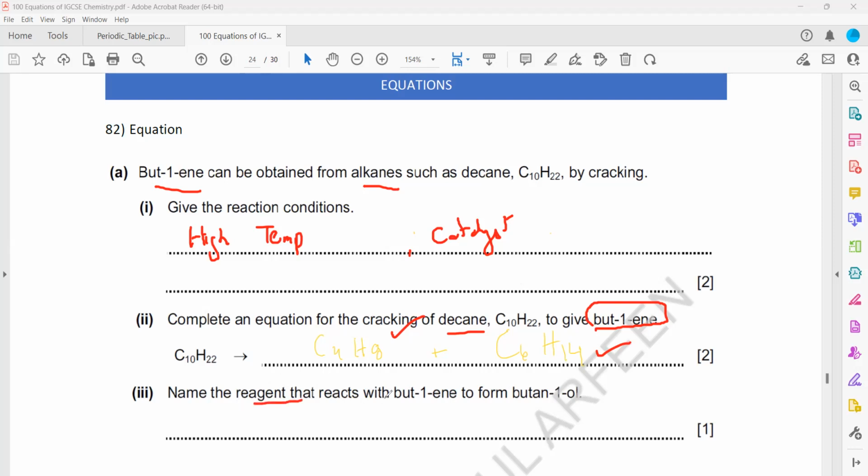Name the reagent that reacts with butene to form butanol. How can we convert an alkene into an alcohol? You can mention water, you can mention steam. The reagent is actually water, and it turns into steam as the temperature is high. The name of the chemical is water.